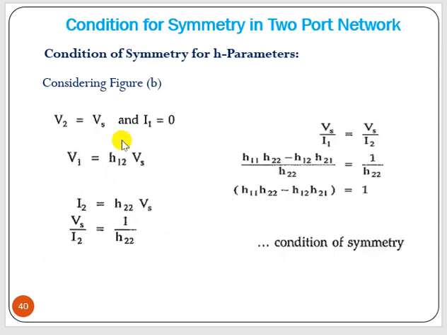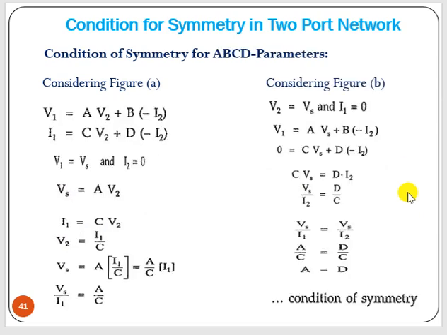Similarly, V2 equal to Vs, I1 equal to 0. Put in the equation, we get Vs by I2. If we equate that, we will get the condition of symmetry: H11 into H22 minus H12 into H21 equal to 1. That is the condition of symmetry for the H parameter. Similarly, we can solve it for the ABCD parameter. Okay, put V1 equal to Vs, I2 equal to 0 into the equation.